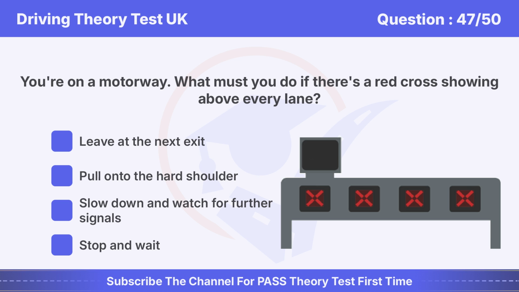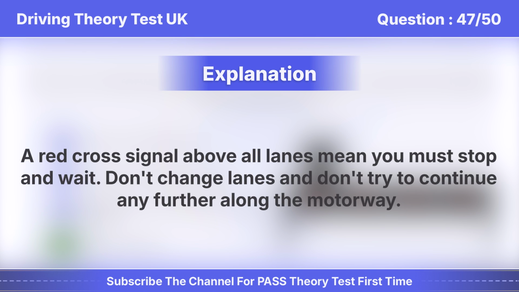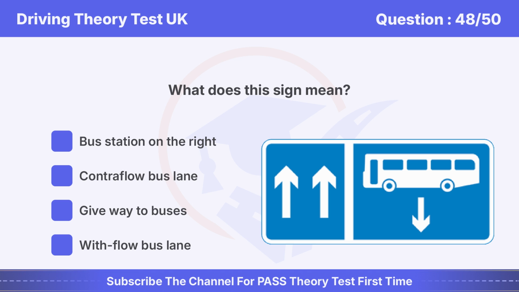Question 47. You're on a motorway. What must you do if there's a red cross showing above every lane? Answer is D. Stop and wait. A red cross signal above all lanes means you must stop and wait. Don't change lanes and don't try to continue any further along the motorway. Question 48. What does this sign mean?